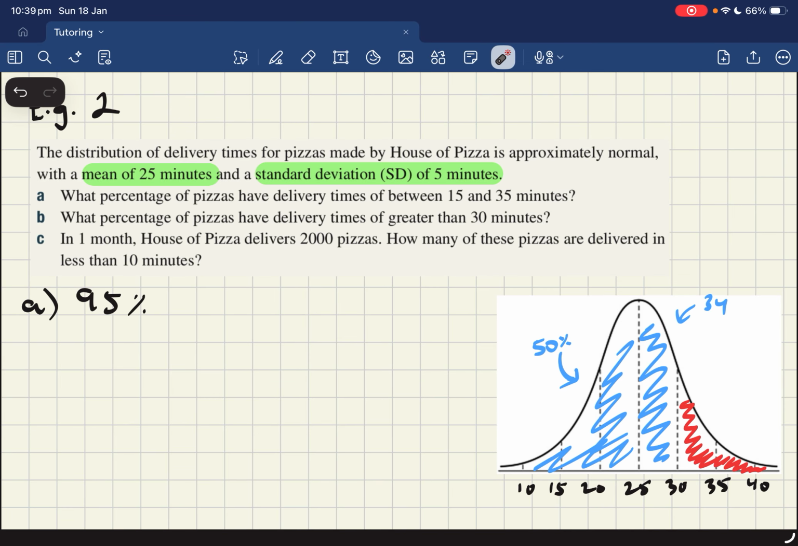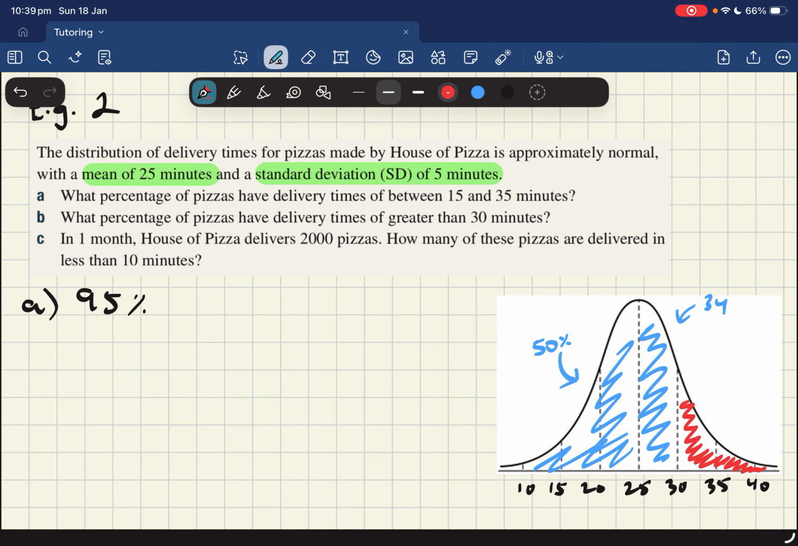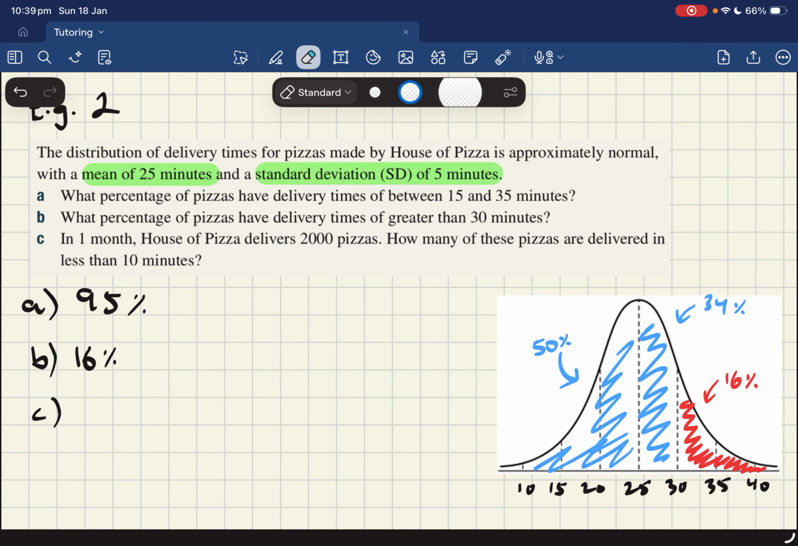We have 16% being above 30. Because we do 100 minus 84, or 100 minus 50 minus 34. So that means that we have here, part B, 16% will be greater than 30 minutes. Now part C is saying, let's just rub this out again.